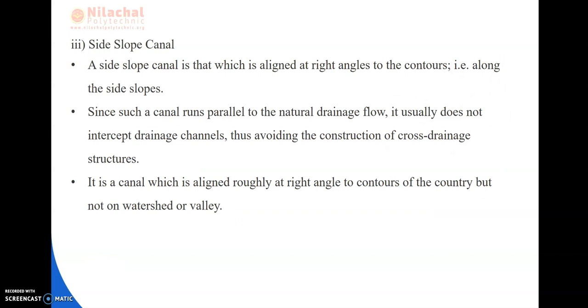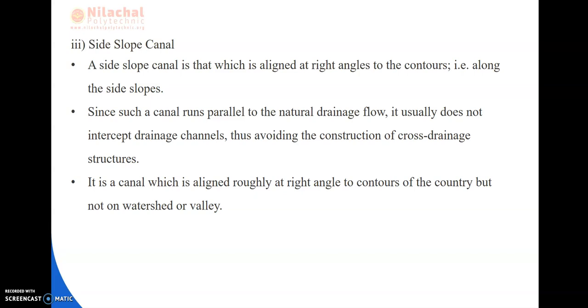Side slope canal is that which is aligned at right angles to the contours, that is along the side slopes. Since such a canal runs parallel to the natural drainage flow, it usually does not intercept the drainage channels, thus avoiding the construction of cross drainage structures. It is the canal which is aligned roughly at right angles to the contours of the country but not on the watershed or the valley.